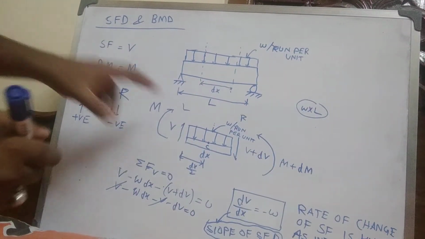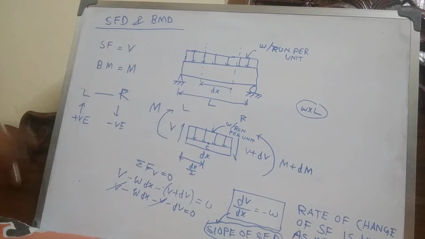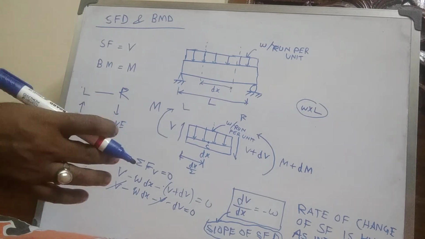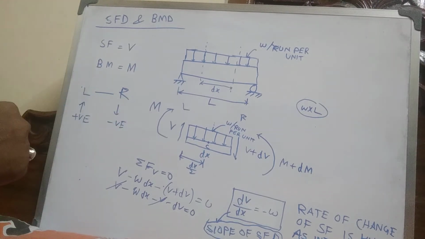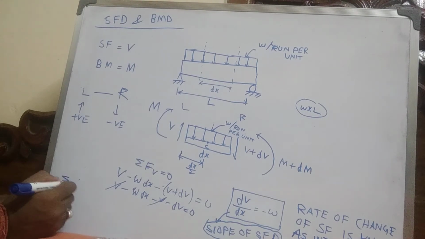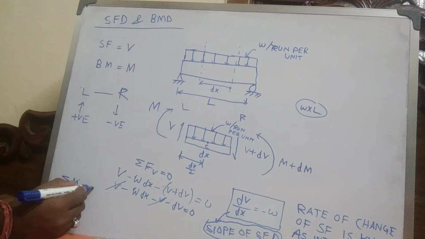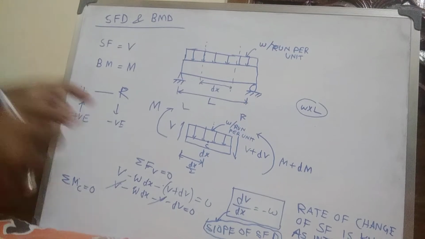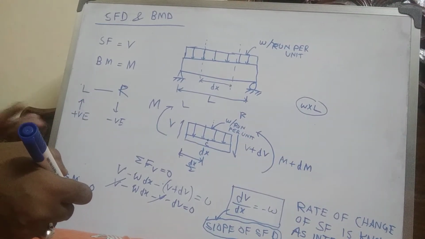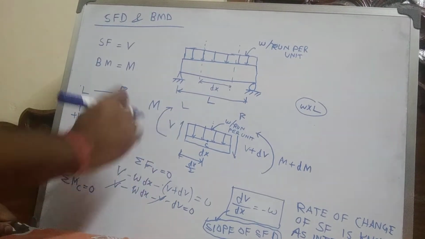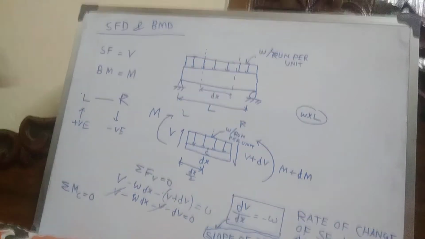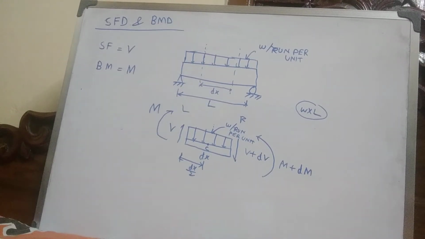Now, the other relation is between shear force and bending moment. Suppose summation of MC equals 0. This is the equilibrium condition: summation of F equals 0 and summation of M equals 0. First of all, write this.